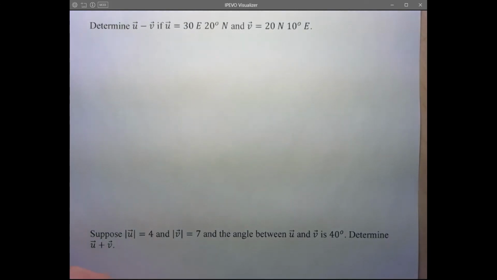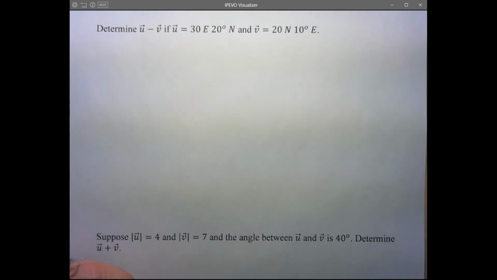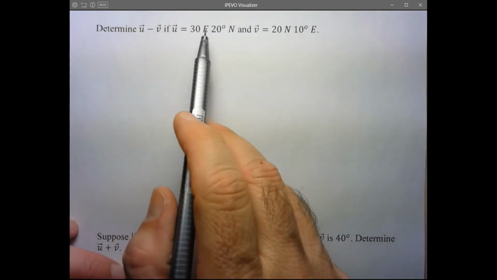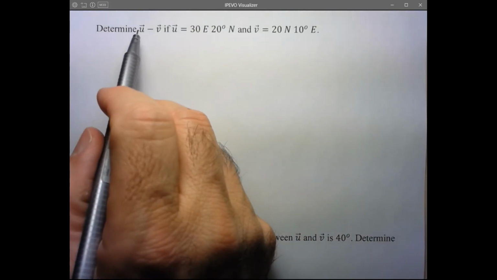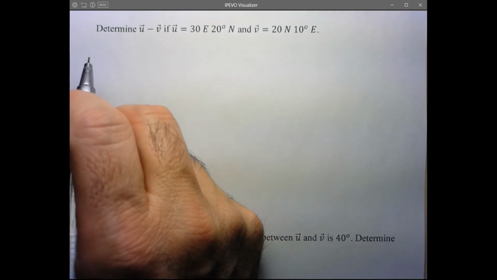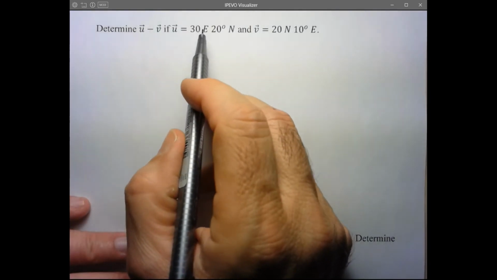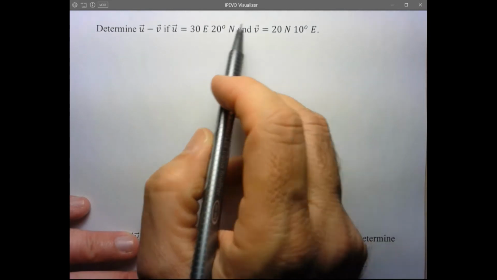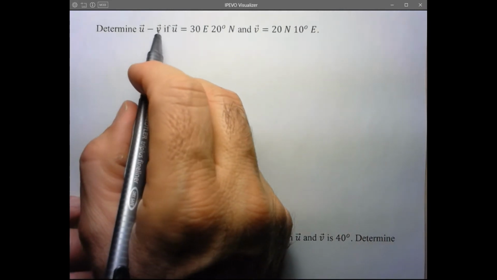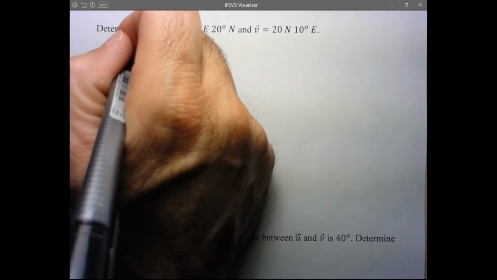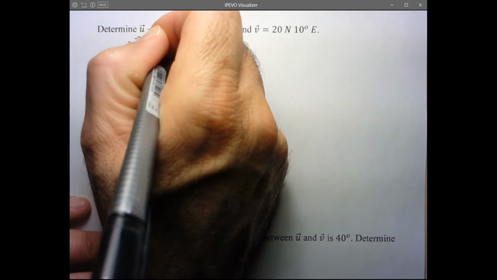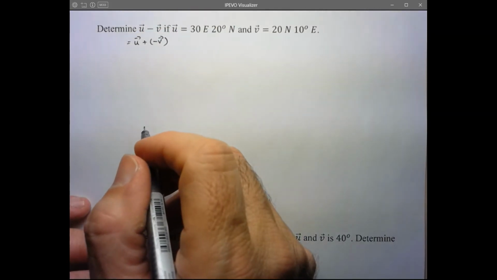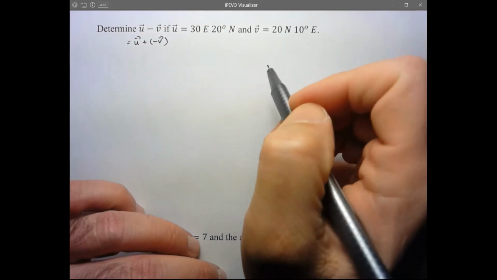So we're just going to do a couple of examples where we're actually going to calculate the sum and differences of vectors. So first of all, we'll notice that the vectors are given using the cardinal directions. All right, and we're being asked to subtract these two vectors. Given that these vectors are given explicitly with their own magnitudes and directions, instead of doing this subtraction, I'm going to think of this as adding the opposite of the second vector. So that means we have to determine what the opposite of this vector is.